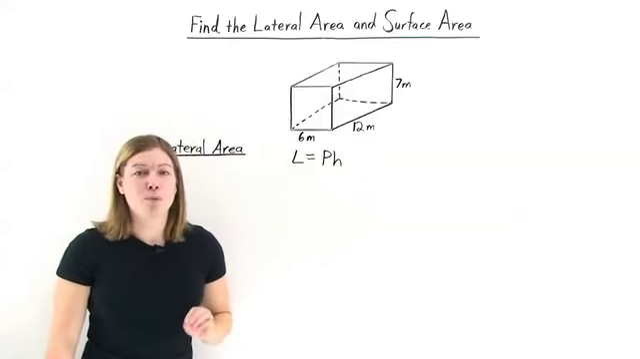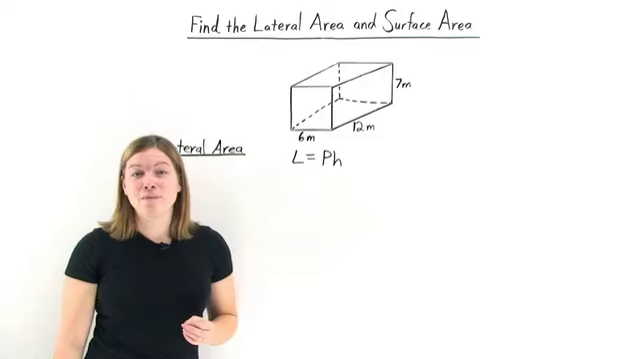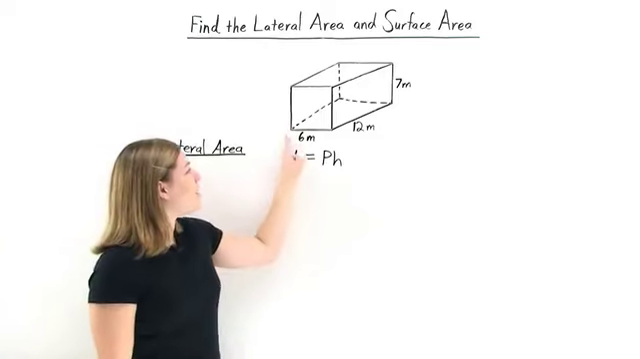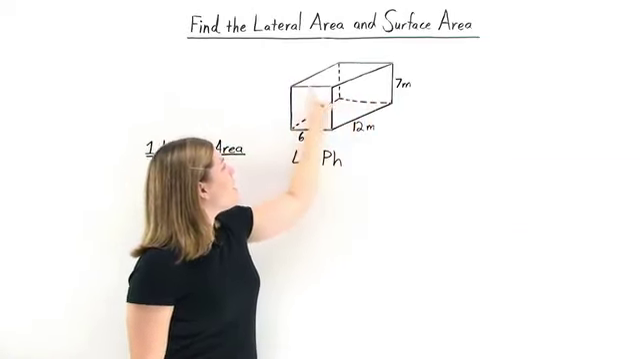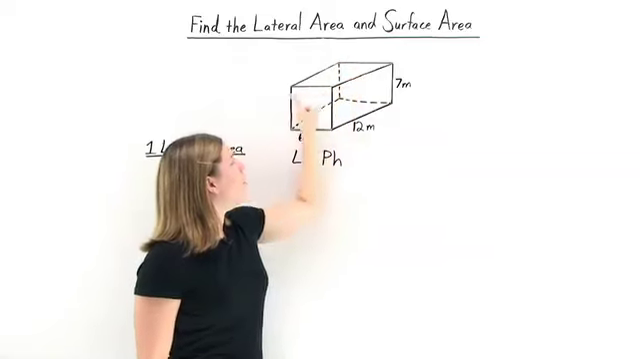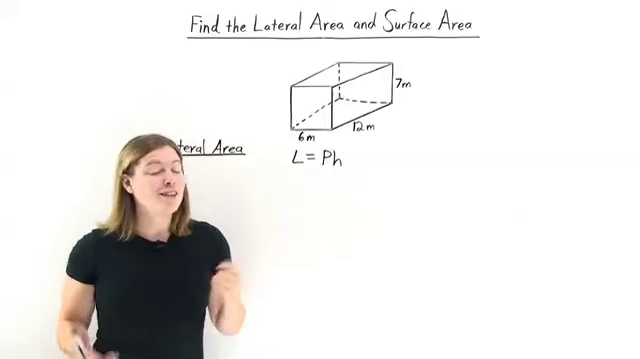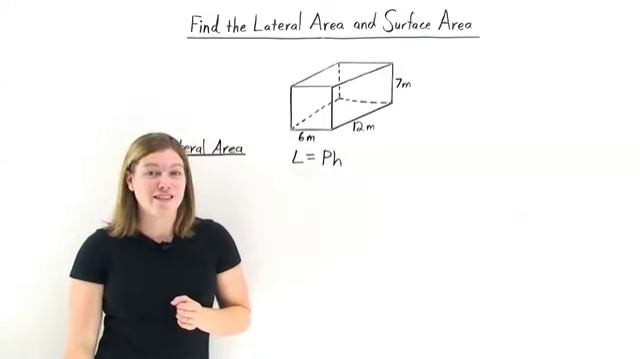Now let's look at the perimeter of the base. Since we're working with a rectangular prism, we have a rectangle as the base. In fact, we have two bases. Here is one of the bases, and here is the other base. Now we need to find the perimeter of just one of these bases, since finding the perimeter of one of the bases is the same as finding the perimeter of the other base.